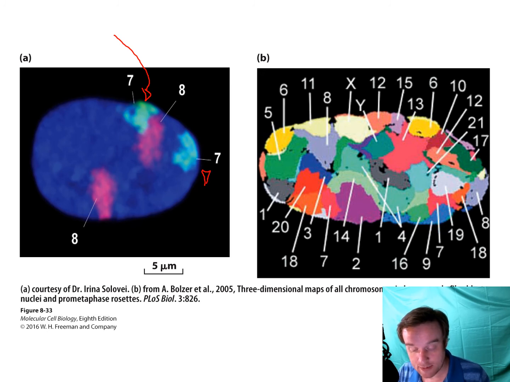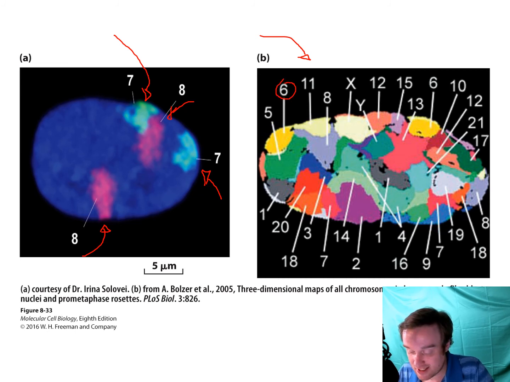So you have 2 copies of chromosome 7, and they are in those 2 locations. And you have 2 copies of chromosome 8, and they are this kind of purple color. And so there have been maps generated for all of the chromosomes, and as you can see in B here, they are non-overlapping segments where these chromosomes reside. So they're color coordinated here.